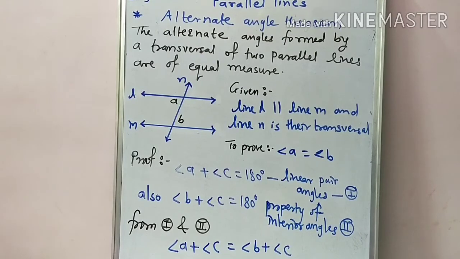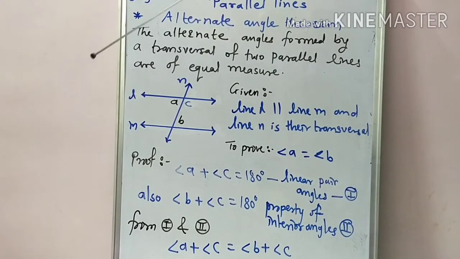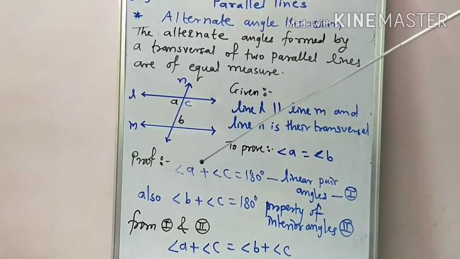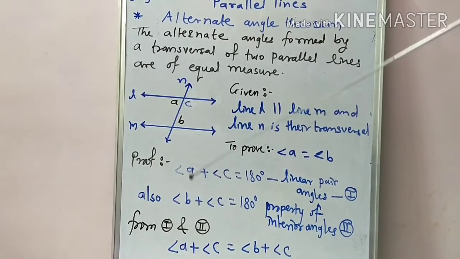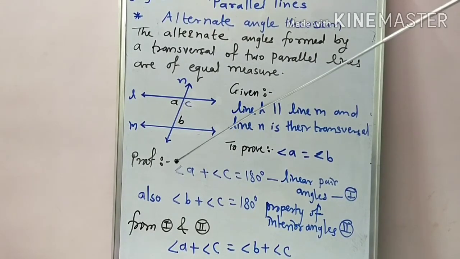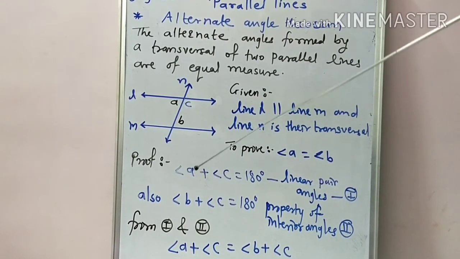So here we took one more angle C which is interior to what? The same B, as we did in the corresponding angle theorem. Here we prove it the same way as the corresponding angle theorem, because the same C is a linear pair with angle A, so we can take angle A plus angle C equal to 180, linear pair angles, and number it 1. And B plus C, we can say that sum is also 180 degrees because of the property of interior angles of parallel lines, number it 2.